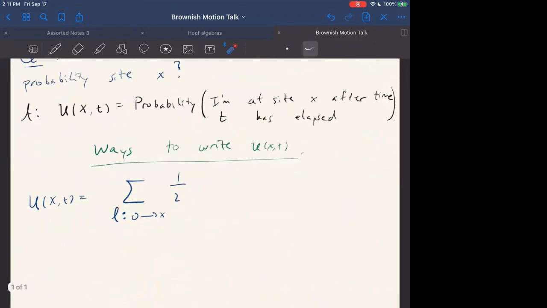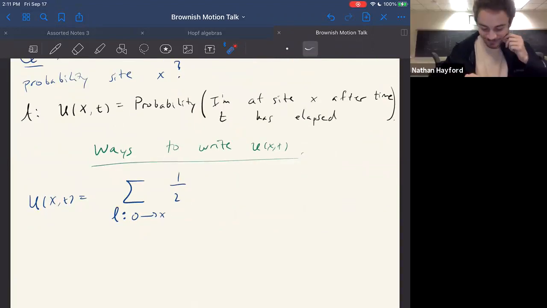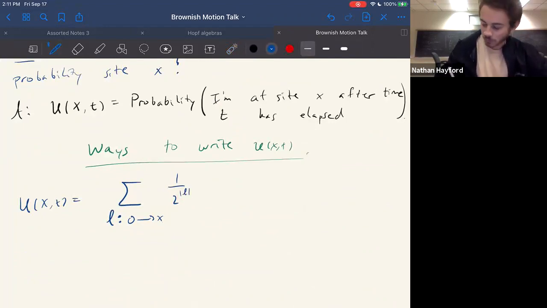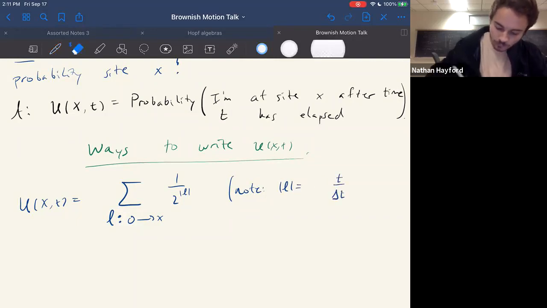Sure. So one of the most interesting ways, I think, to write this function u of x and t is as the sum over all paths. So L is a path from 0 to x, weighted by 1/2 to the length of the path. Just a dumb remark: note that the length of the path is just the number of time steps that have elapsed, so t over delta t. It's just the number of time steps.